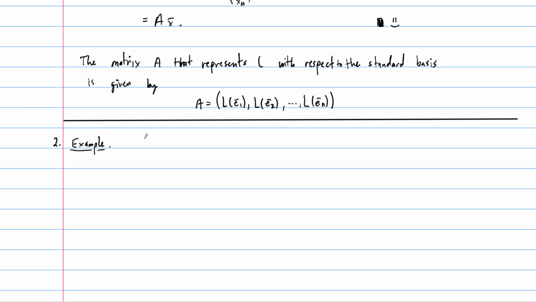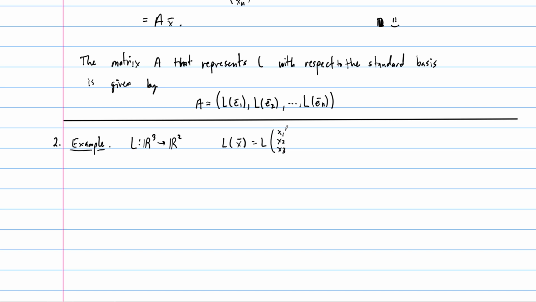Let's suppose that we have a linear transformation L that maps from R3 to R2, and it's given by the following formula. L of x, where x comes from R3. That means it has three components, right? I'll write this out a couple different ways.